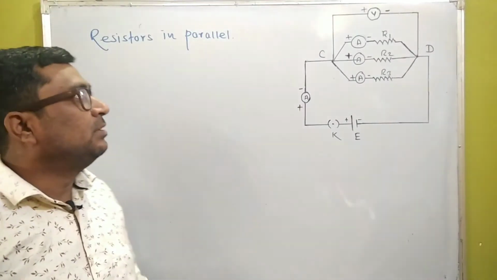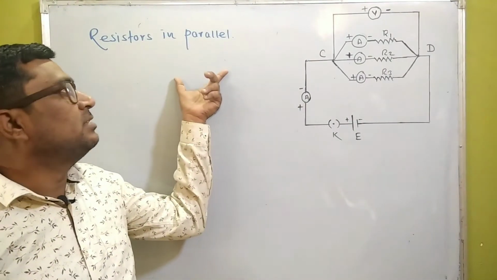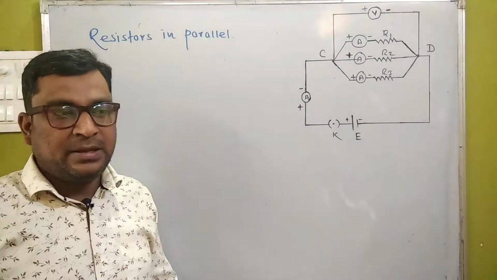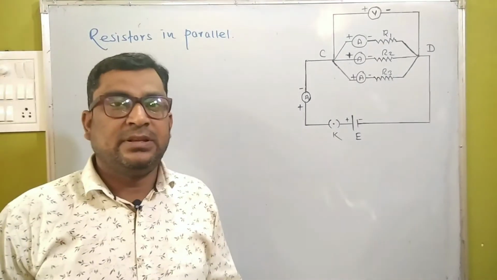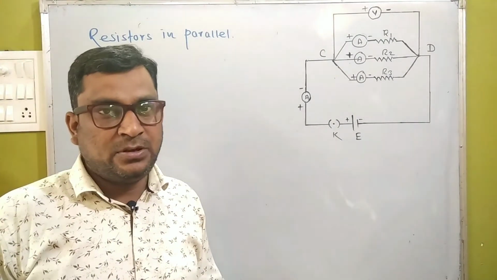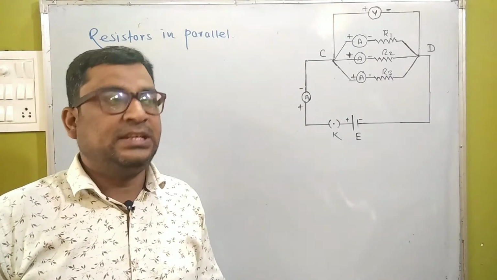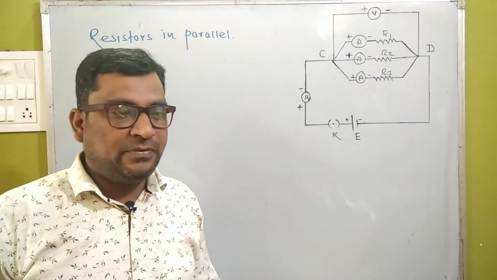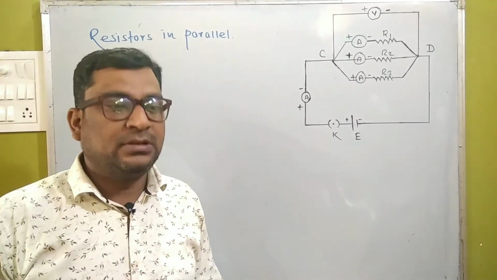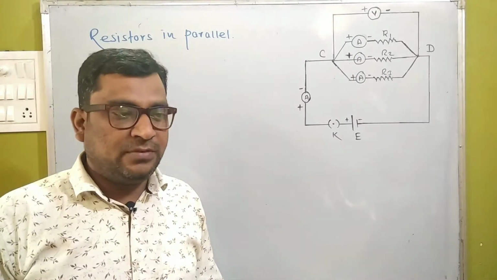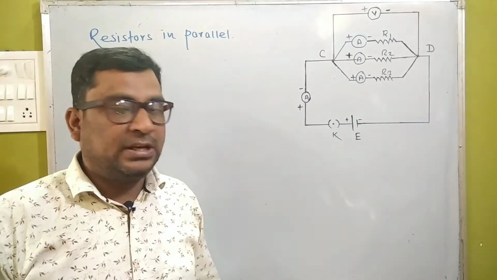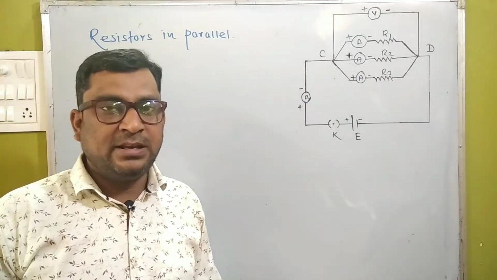Today's topic is the expression for resistance when they are connected in parallel. In the last lecture, we derived the expression for resistances when they are connected in series. If you want to see yesterday's video, just click on the link given in the description below.